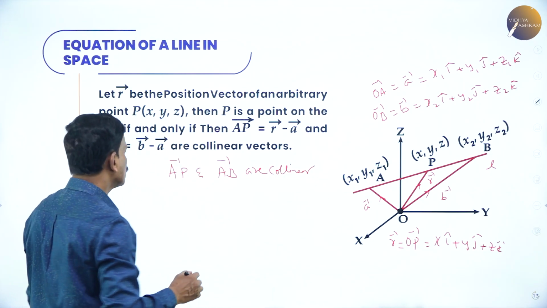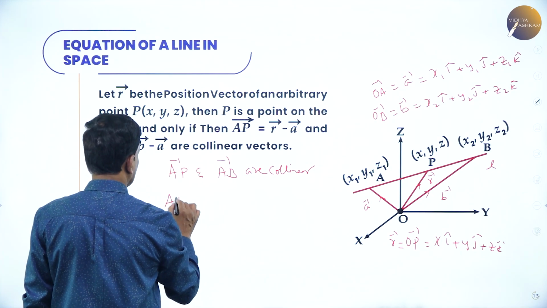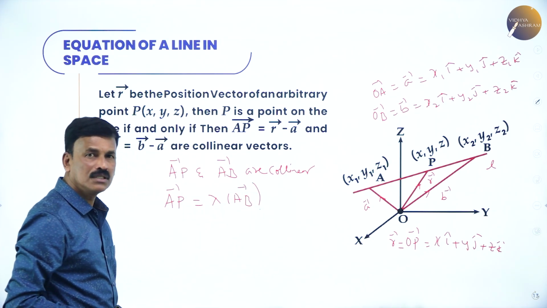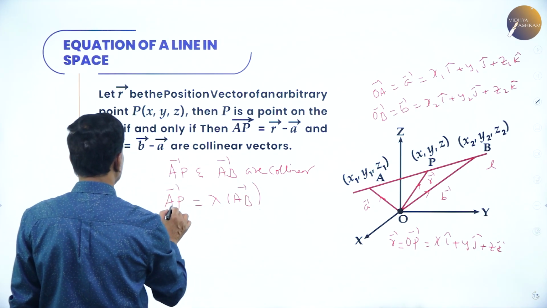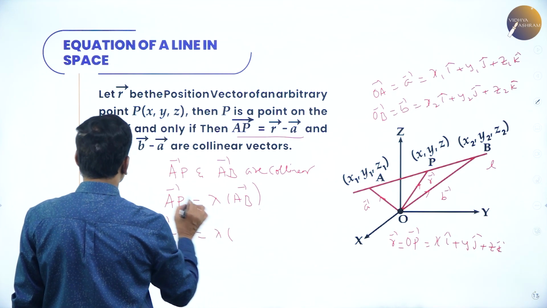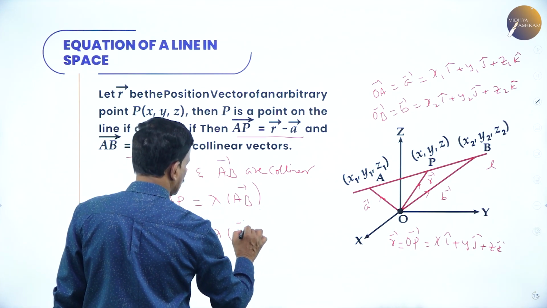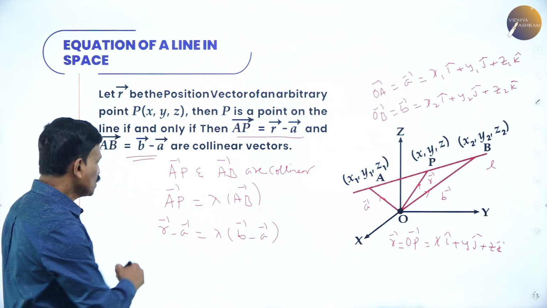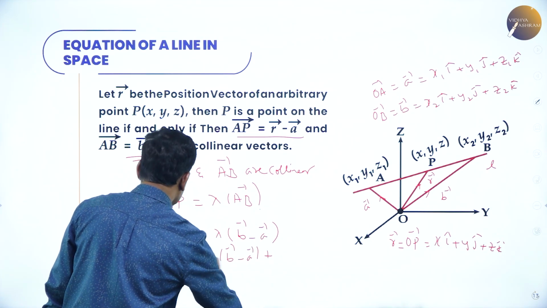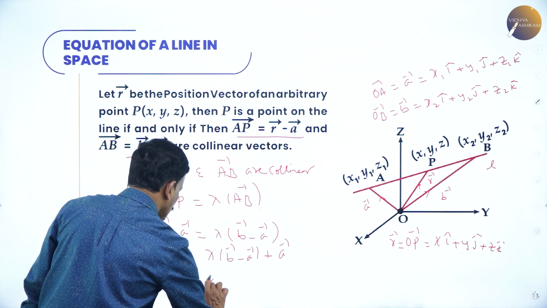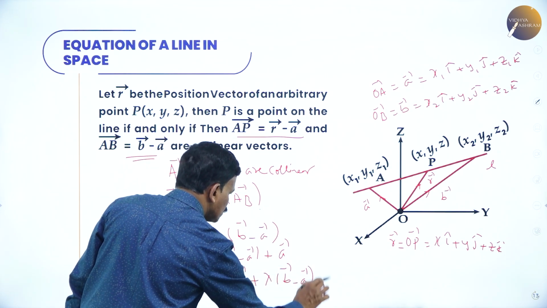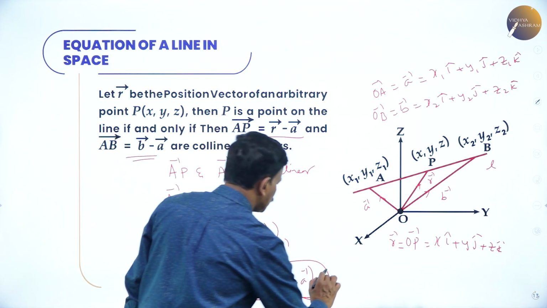AP and AB are collinear means vector AP is equal to lambda times vector AB. What is AP? Vector AP is equal to R minus A. Vector R minus A is equal to lambda into vector AB, and vector AB is nothing but vector B minus A. Transfer this: R is equal to lambda into B minus A, plus A. So therefore vector R is equal to A plus lambda into B minus A, which is the vector equation. That's it. This is the vector equation.